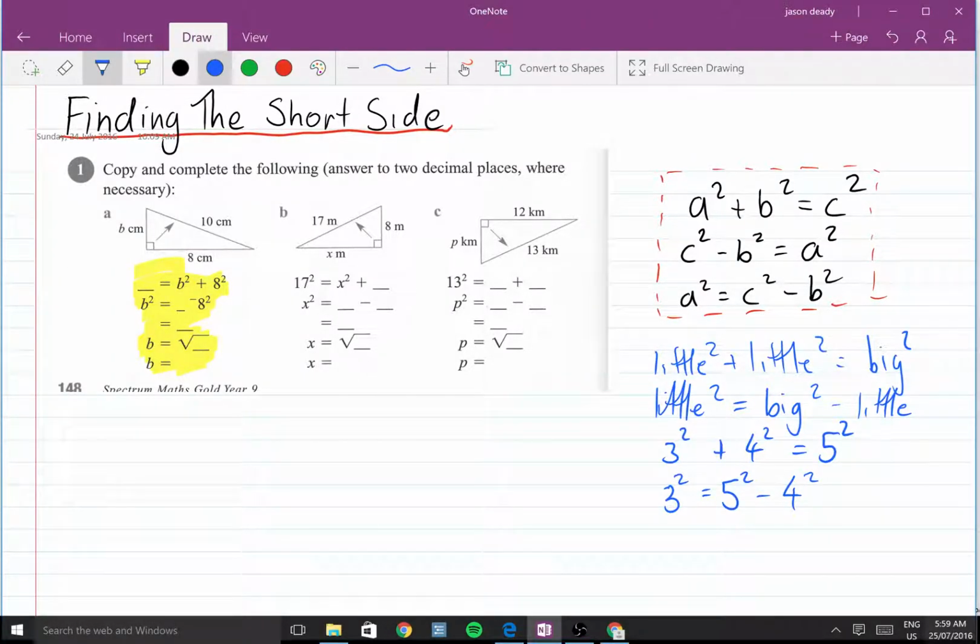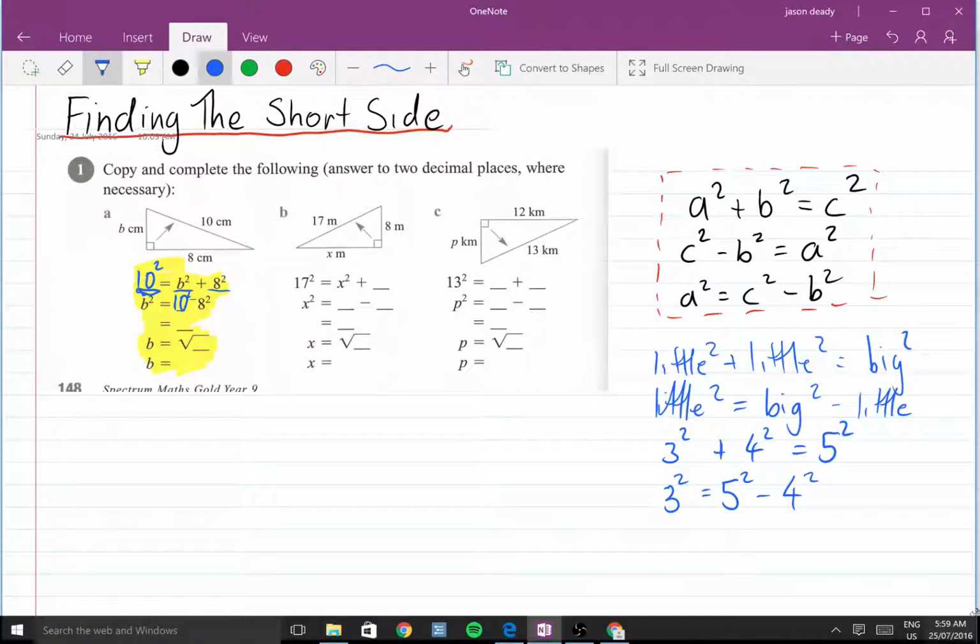With these ones, we've got to work out, first of all, big side squared equals middle side squared plus little side squared. So big side squared is 10 squared. I think that's what they want there. Then you've got b squared equals 10 squared, because that's the one that's missing. Now I've got 10 squared minus 8 squared.